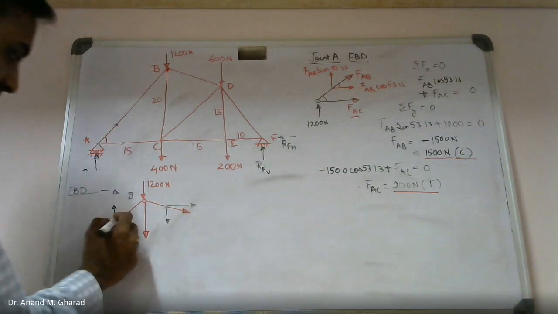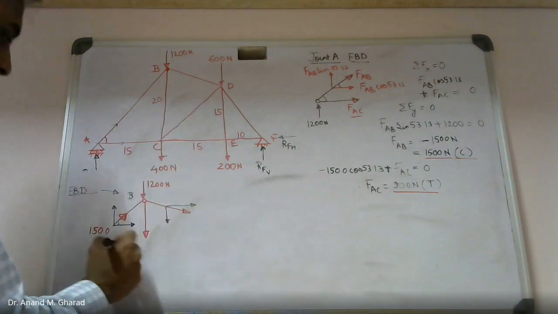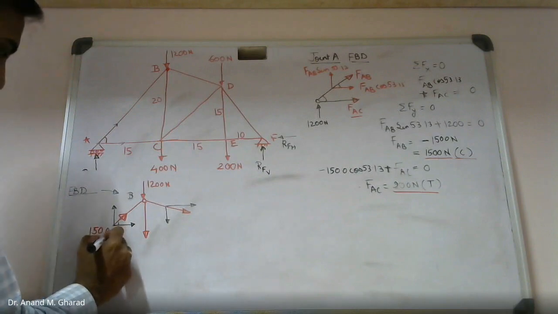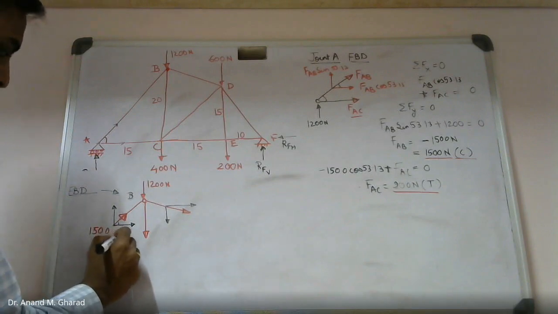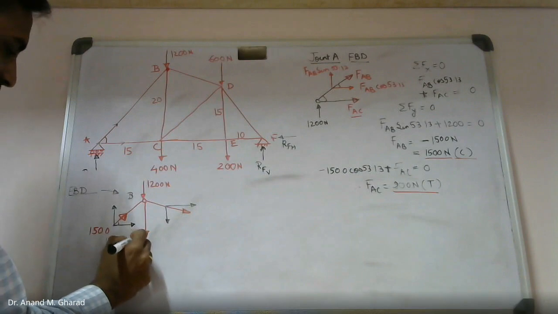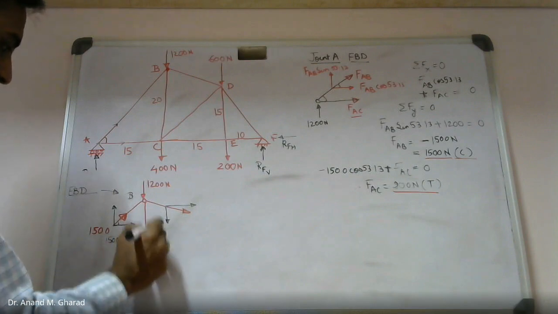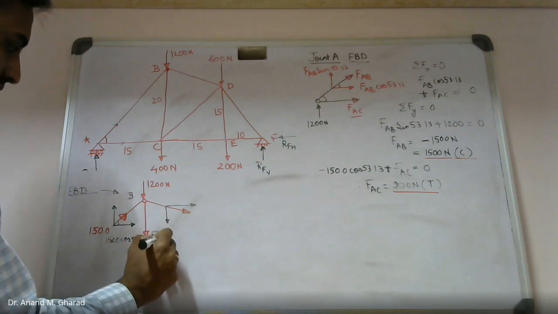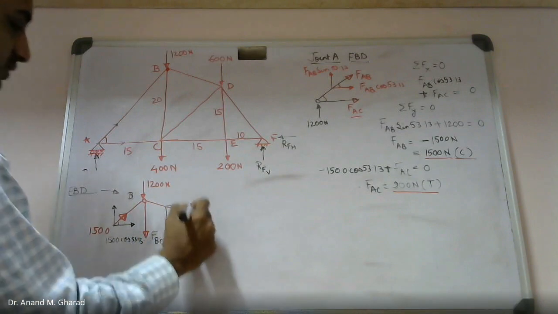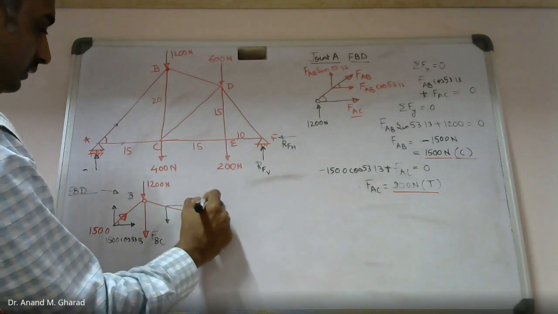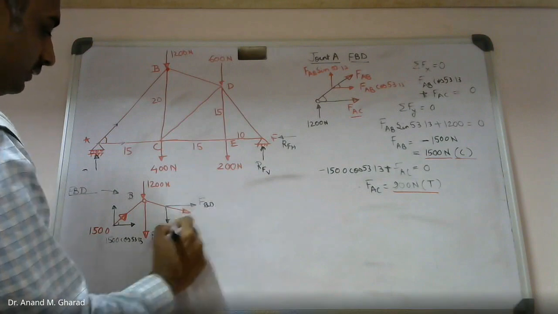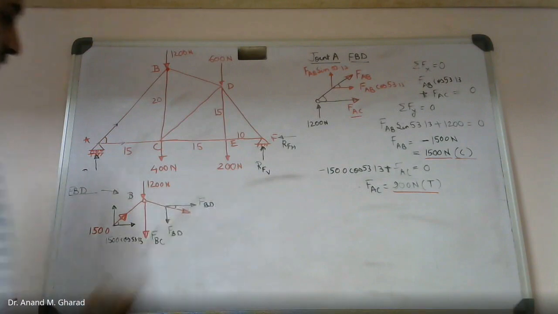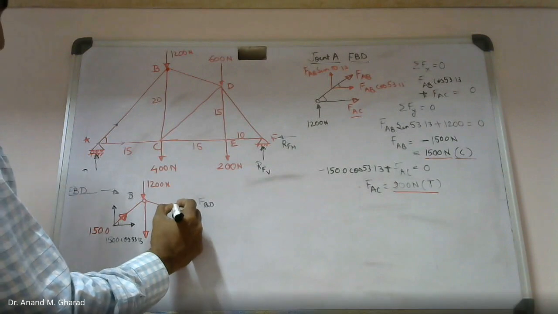You know this angle. This is 53.13. Okay. So I can write this component to be 1500 cos 53.13. This is force in member BC. This is force in member BD. FBD. You please calculate this angle. Can you please calculate this angle and let me know what is this? This angle.